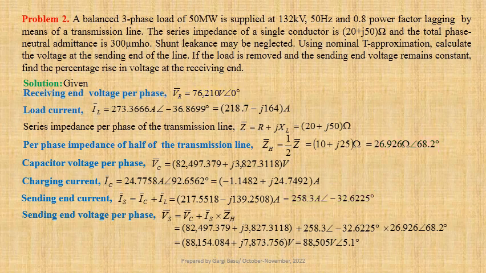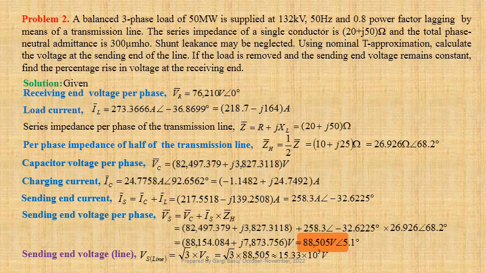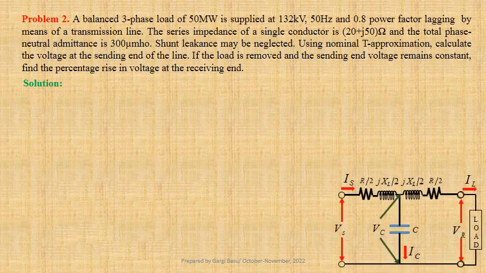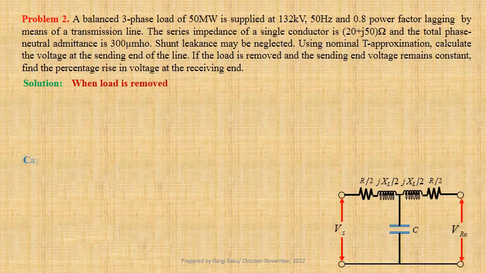For star-connected system, line-to-line sending end voltage Vs line equals to root 3 times Vs. That is equal to root 3 into 88,505, which is approximately equal to 15.33 into 10 to the power 3 volts or 15.33 kilovolt. Now we shall remove the load from the receiving end and calculate capacitor charging current on no load.